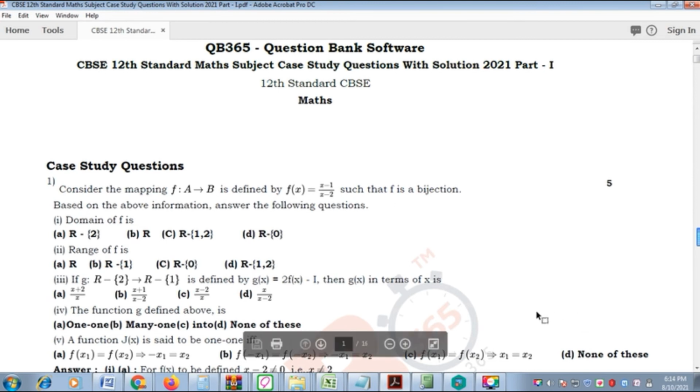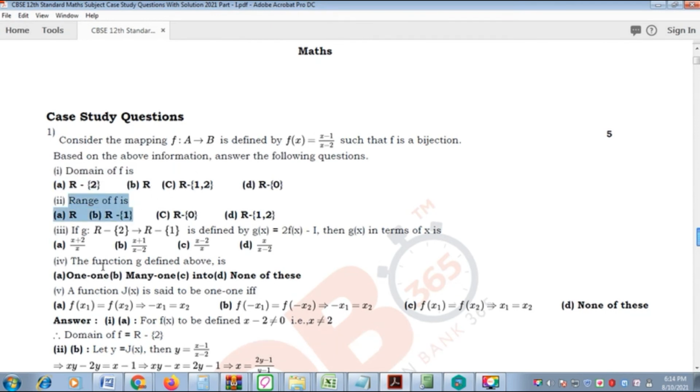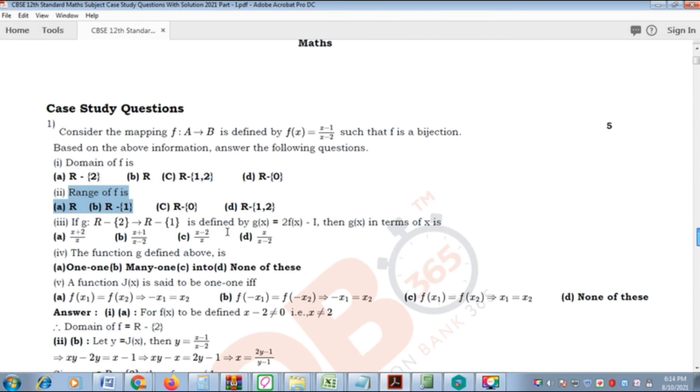So this is the first question. It considers a map F from A to B. Using that question, they are asking 5 different questions. You can see the first question is the domain of F, the second one is the range of F, and the third one is if G is equal to R to something. These are simple questions based on the above paragraph or image. You have to answer those 5 questions, and each question has 1 mark.